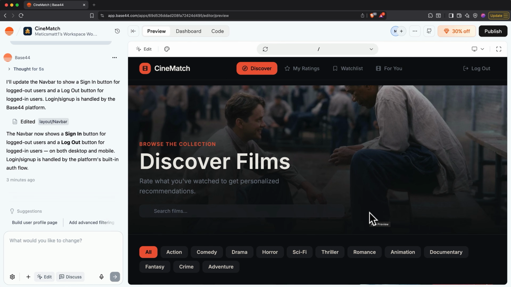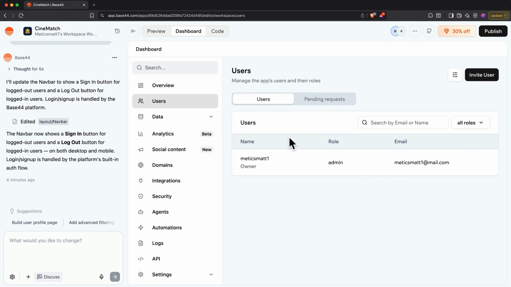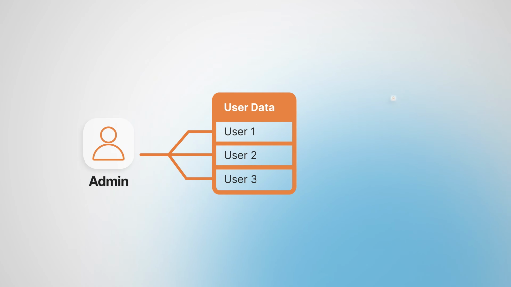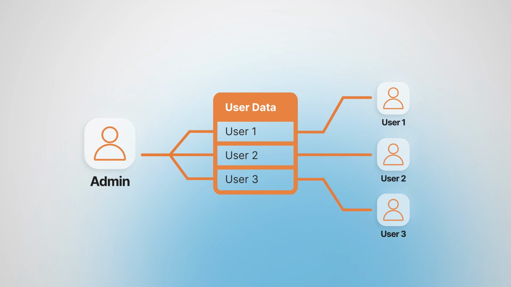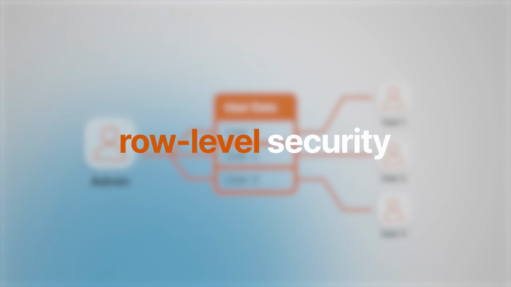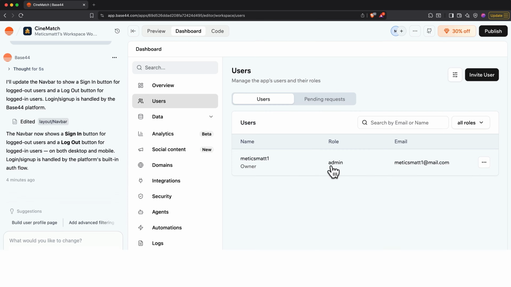You can also set up different access levels. Under the dashboard, you can click Users, and you see my role right here is set to Admin. Admin users can see everything, and then regular users can only see their own data. Base44 handles this through something called row-level security. You don't need to understand the technical details right now, just tell the AI what each type of user should see, and it will set it up.